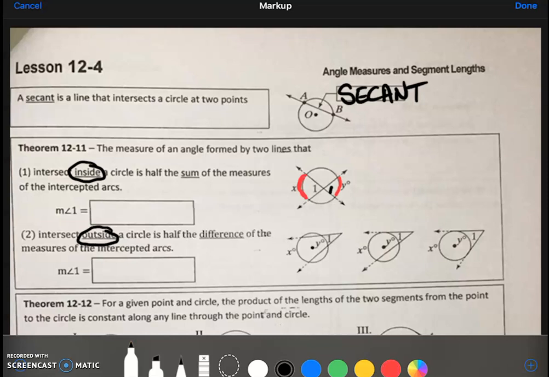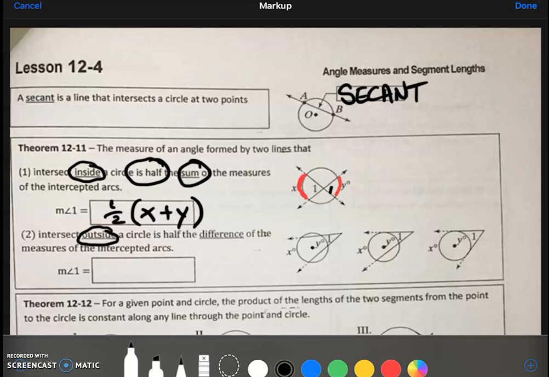It is going to be half the sum, of course that means adding, of arc X plus arc Y. All right? That is when it's inside the circle.